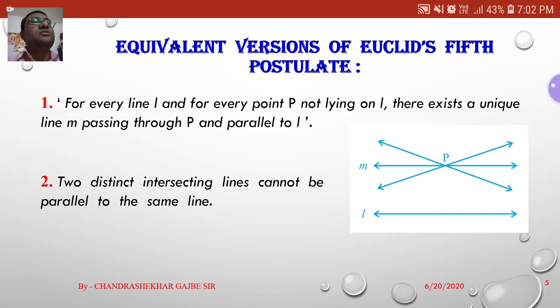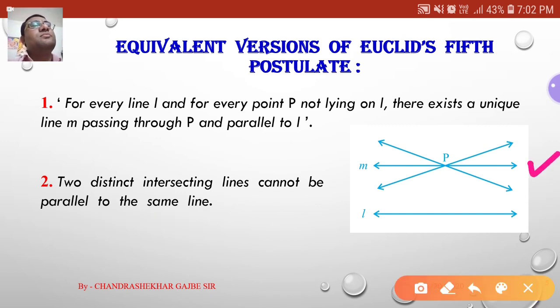Otherwise, we can take those two lines as line M and this second line. Those two lines are intersecting each other, so those two lines will not both be parallel to line L at a time. Only one line will be parallel to line L. This is the second equivalent version of Euclid's fifth postulate.